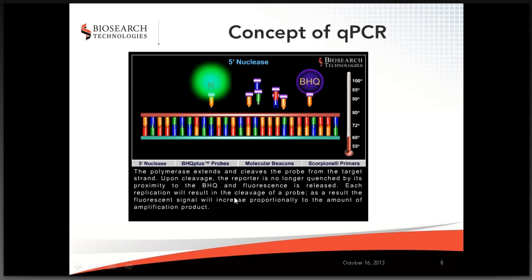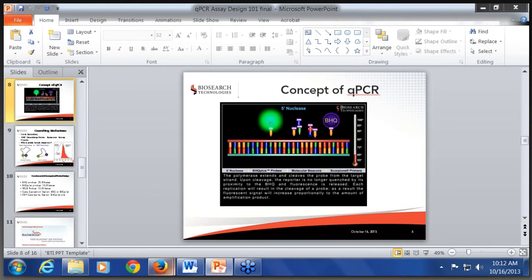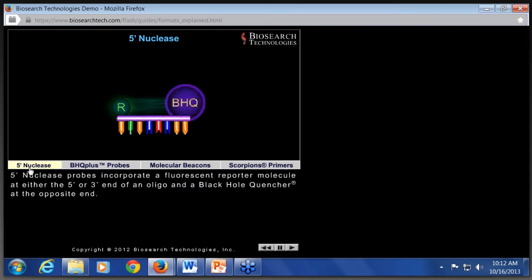So going over the concept of qPCR, as mentioned, we're just going to focus on a probe-based assay. Instead of explaining it, I'm going to show you a little illustration that we have set up that you could find on our website. So what exactly is a BHQ probe? Essentially, it's a linear oligo that has a 5' reporter dye and a 3' BHQ quencher. BHQ stands for black hole quencher. It's a non-fluorescent quencher.